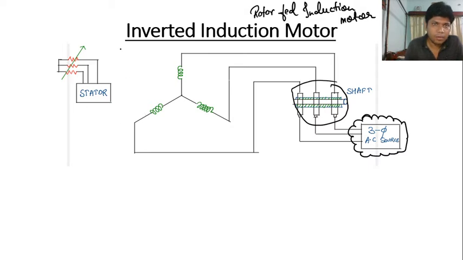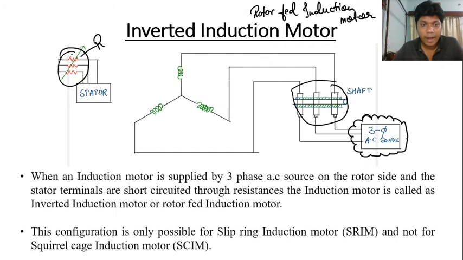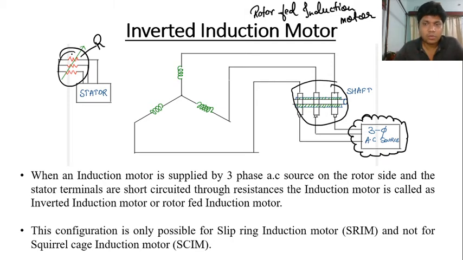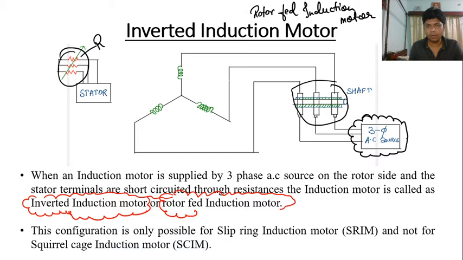In an inverted induction motor, we short circuit the terminals of the stator side using the external resistance R. So what points should be remembered? The first point is that when an induction motor is supplied by a three-phase AC source on the rotor side and the stator terminals are short circuited through resistance, that type of induction motor is called an inverted induction motor, or a rotor fed induction motor.